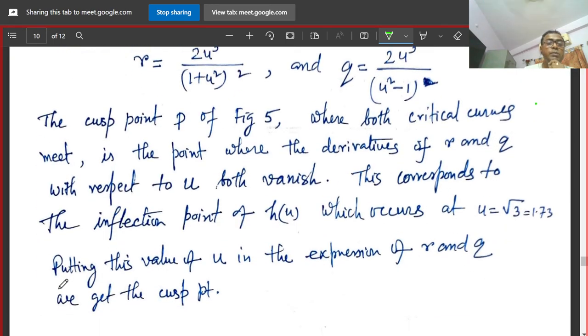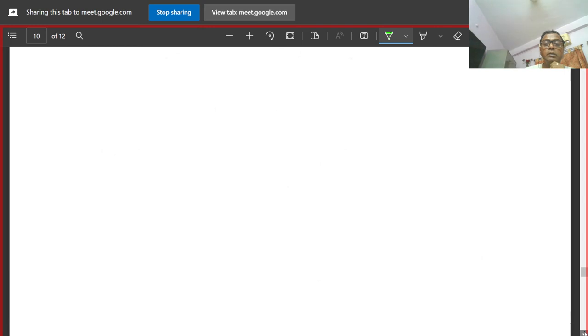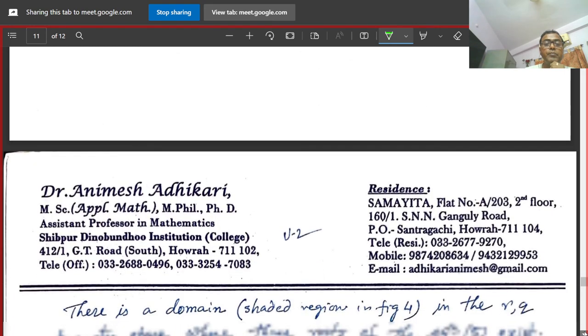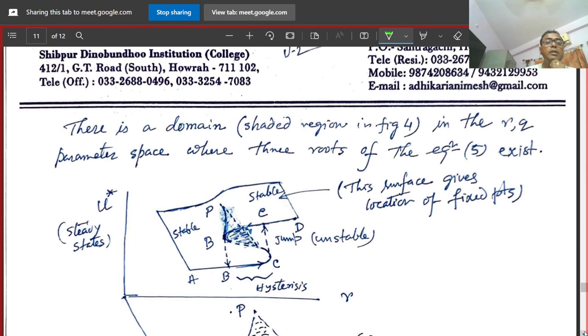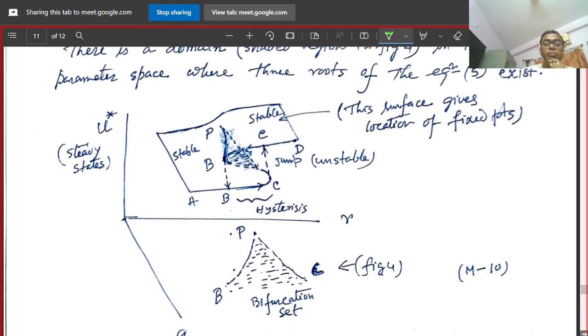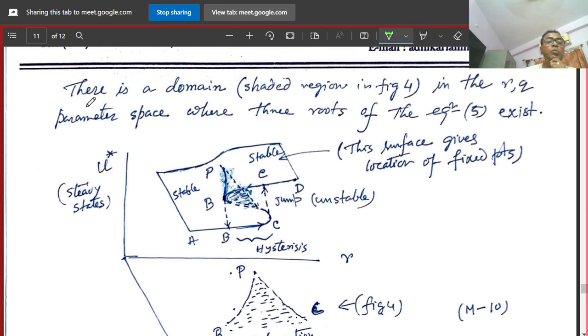This corresponds to the impedance. Putting this value of u in the expansion of R(u), we get the cusp point. There is a shaded region in figure 4, in the RQ parameter space, where 3 roots of equation 5 exist.